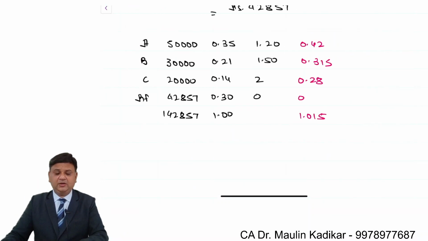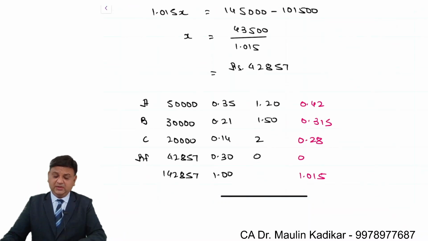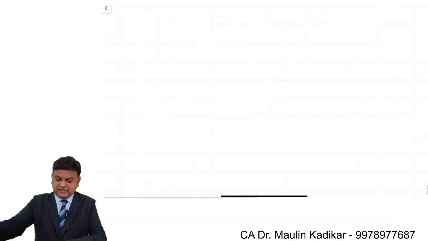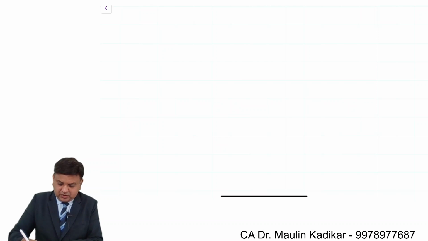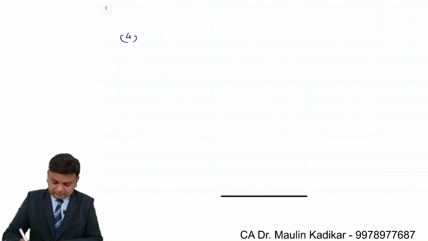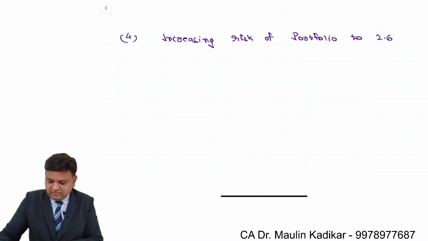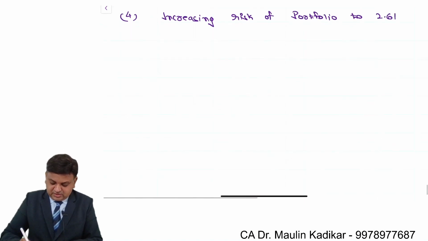So the question says that your existing risk is 1.45, and this risk of 1.45 you want to increase to 2.61. How can you increase it? So let us have an understanding of the fourth part of the question. In that we understand like this: increasing risk of portfolio to 2.61. So let us see how you can increase it.